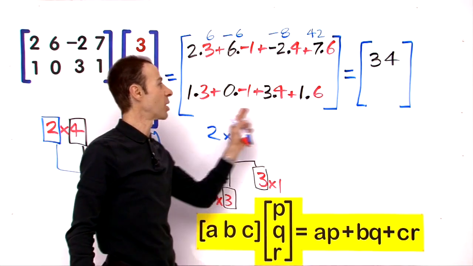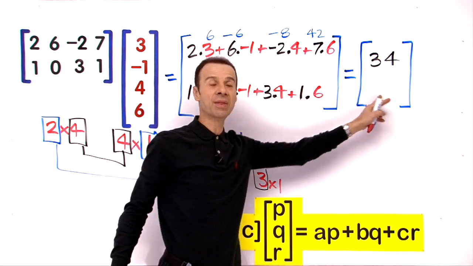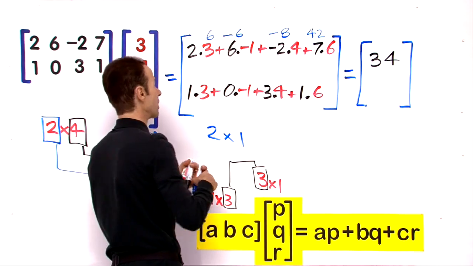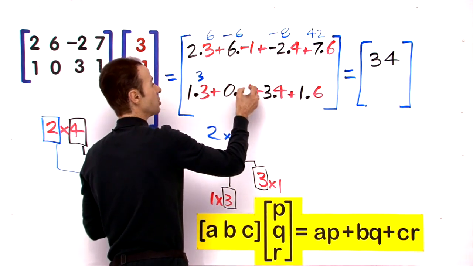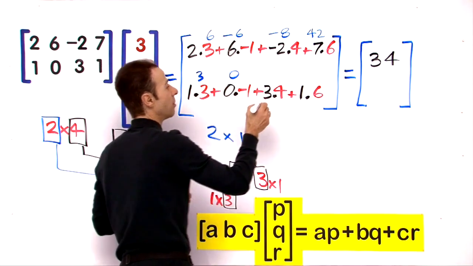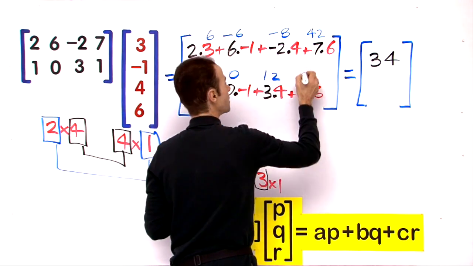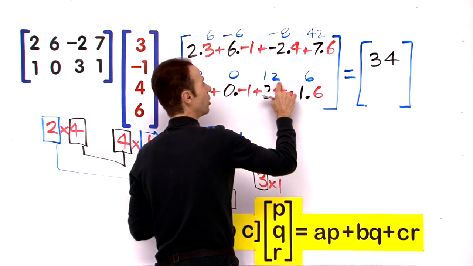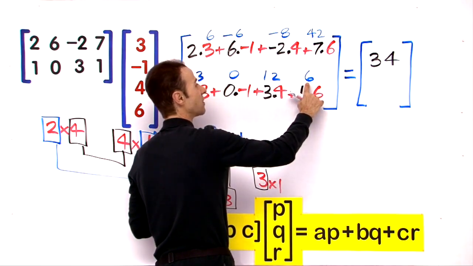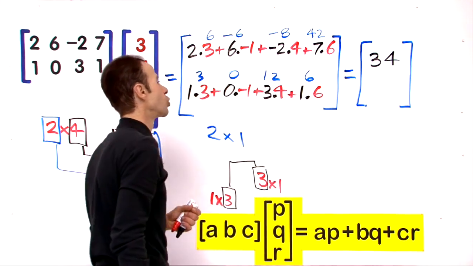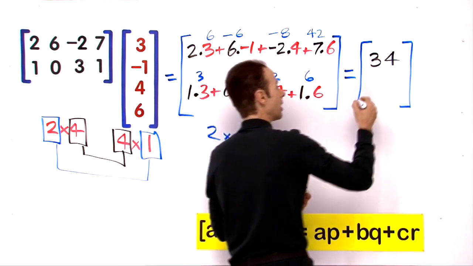Let's go for the bottom answer, that entry right there. That's from down here, so let's get that. 1 times 3 will give us a value of 3, plus 0 times negative 1 is 0, plus 3 times 4 is 12, plus 1 times 6 is 6. So let's add these, 12 and 6. That's going to be 18 plus 3, 21. So that's the value right here.